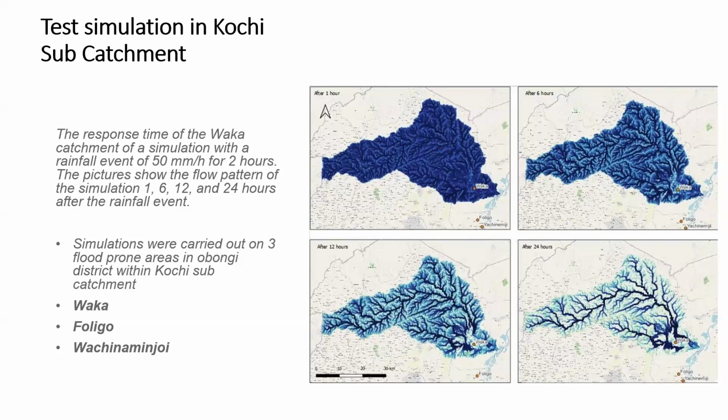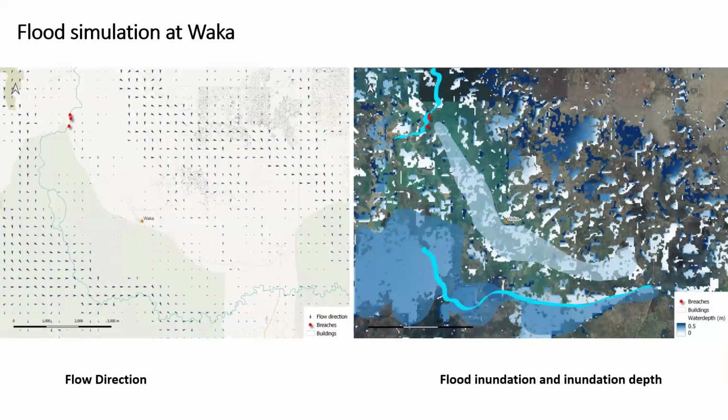And we tried all that in Waka, Foligo, and Wachiraminji. Then also, when you see the simulation, the inundation is, just as I said at the start, like HEC-HMS. You can see, for those who have ever used that model, the images, the way they come out, are similar to the other one. On the left-hand side are inundation depths. The model will show the inundation but also gives the depth, and then it can also give you the flow diagram.